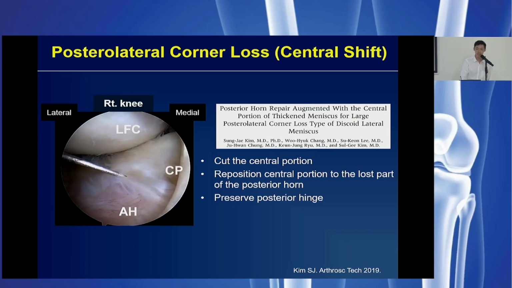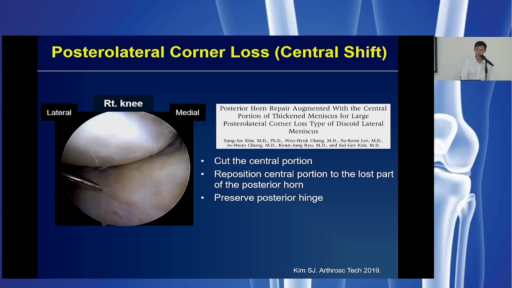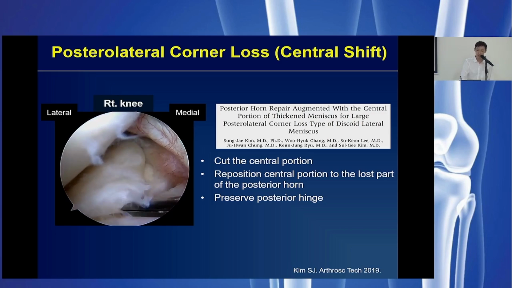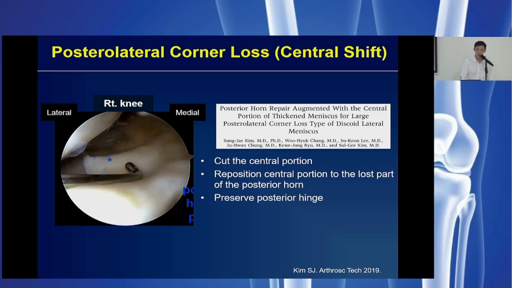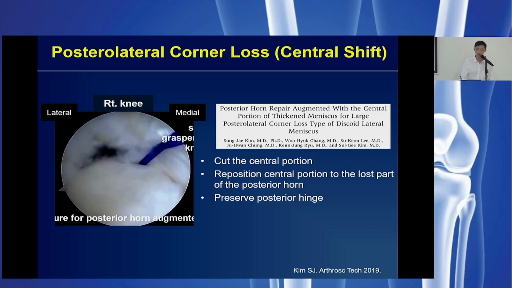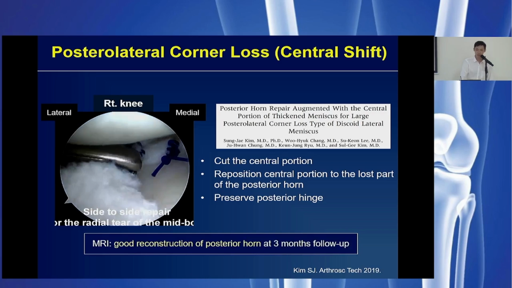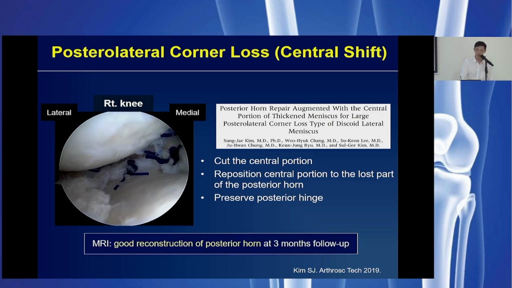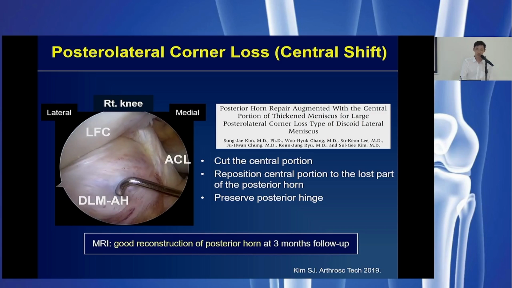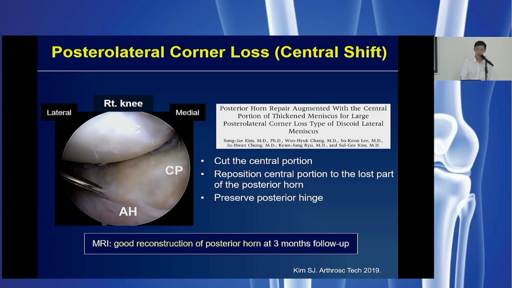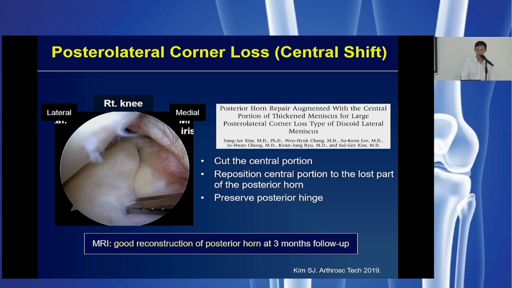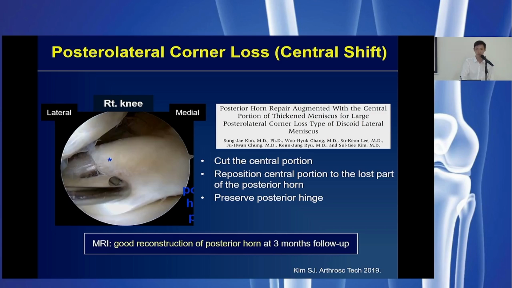Diagnostic in 2019 proposed a technique to repair the large posterior lateral column by inserting a central portion and then repairing it to the posterior arm. In all the 2 years of follow-up, it showed good reconstruction of the posterior arm. So this technique will help preserve meniscal tissue and reduce the rate of subtotal meniscectomy in the posterior lateral column.